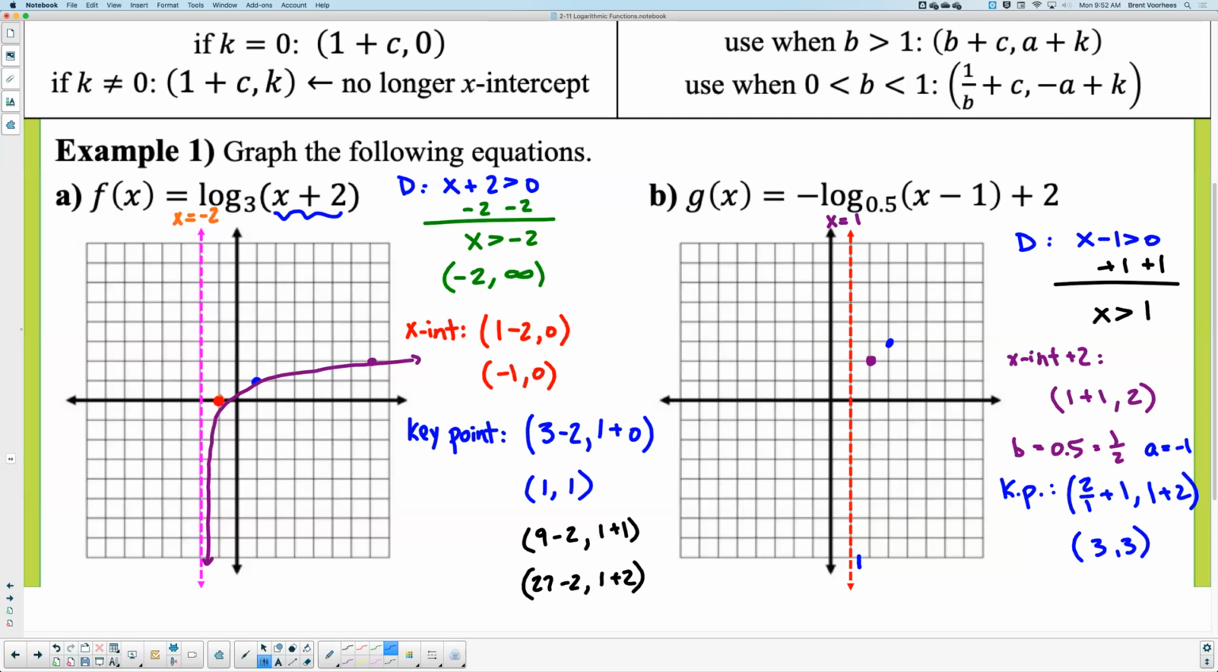So this graph should look like this. Now, if you're on Delta Math, all you have to do is after you place the asymptote and those 2 points, you can press connect to graph and it'll do that for you.